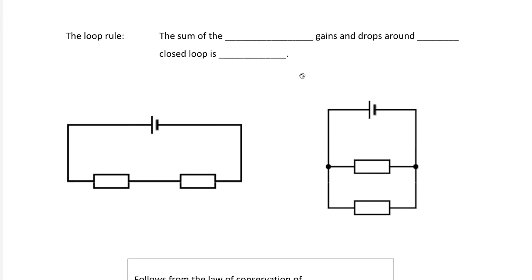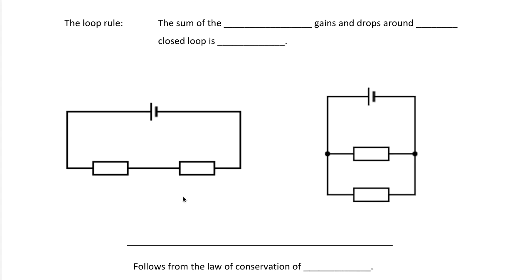Kirchhoff's loop rule states that the sum of the potential gains and drops around any closed loop has to sum to 0. So what does that mean? Here's a series circuit, and let's say this is a 9-volt cell, and these are two resistors. We'll say this is a 1 ohm resistor and a 2 ohm resistor.